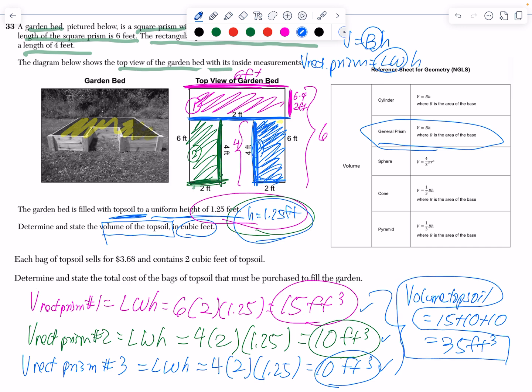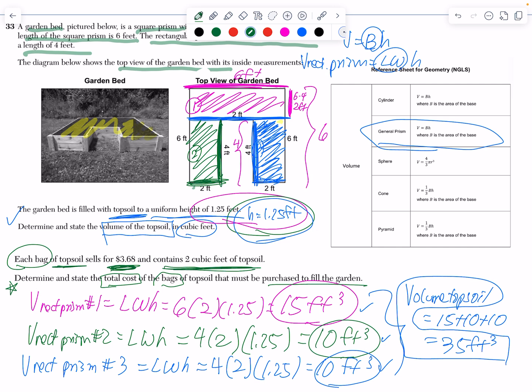Now that's only one part of the question. Now we have a second part to the question. It says each bag of topsoil sells for $3.68, and this contains 2 cubic feet of topsoil. Determine and state the total cost of bags of topsoil that must be purchased to fill the garden. Now this one, even if it sounds very simple, is actually kind of tricky because you have to keep in mind when a place is selling bags, they don't sell fraction number of bags or parts of a bag.